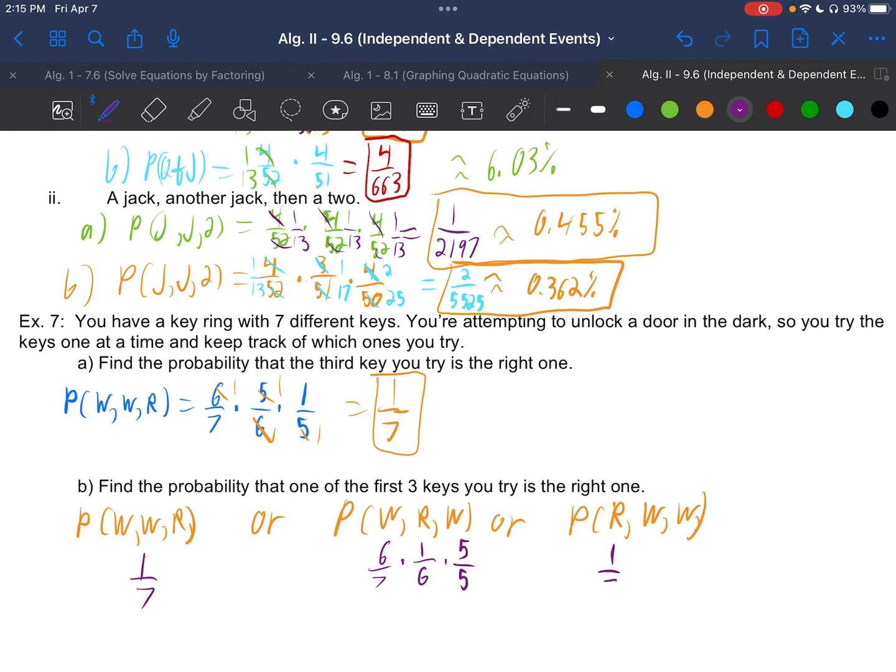Well, 1 right key out of 7 keys, and then 6 wrong keys out of 6 wrong keys, and 5 wrong keys out of 5 wrong keys, which you wouldn't bother trying. And mathematically that shows because, once again, 6 divided by 6 and 5 divided by 5 are just 1. So it wouldn't change the probability of this at all because you're multiplying by 1.